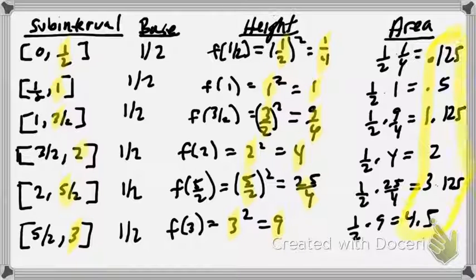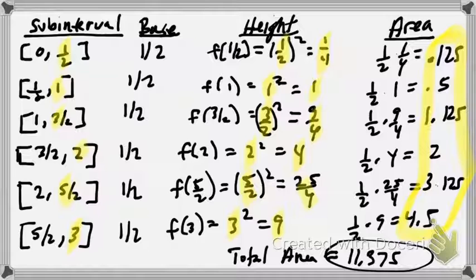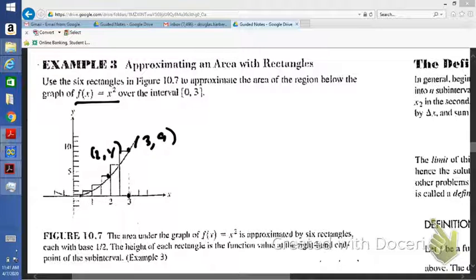Alright, take all of these, add them up, and our total area will be approximately 11.375. Okay, now this is an over approximation of our true area because we used the right bound of these rectangles to estimate our height.